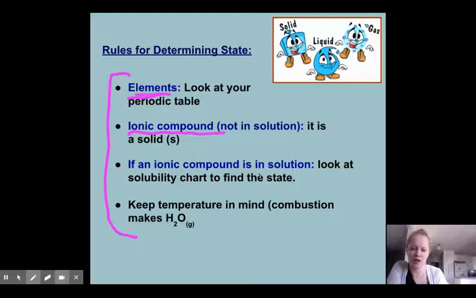So I'll explain what I mean by that a little bit more as we go on to examples. If an ionic compound is in solution, this is where our solubility chart, that skill we just went over, comes into play. And then the last thing to keep in mind is that sometimes we end up with what we call a combustion reaction. And combustion means, hey, fire, heat. And heat means that water is not going to be in liquid state. Water is actually going to be in a gas state. So we have to keep that in the back of our heads.